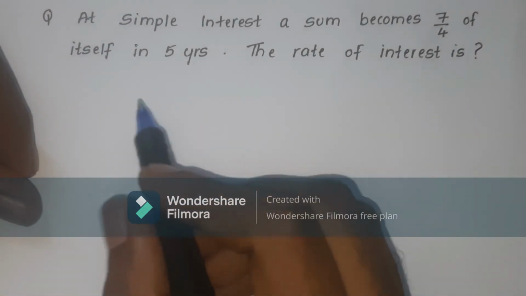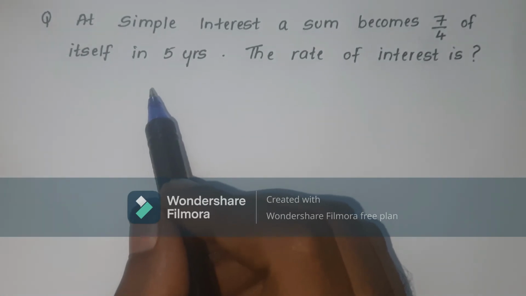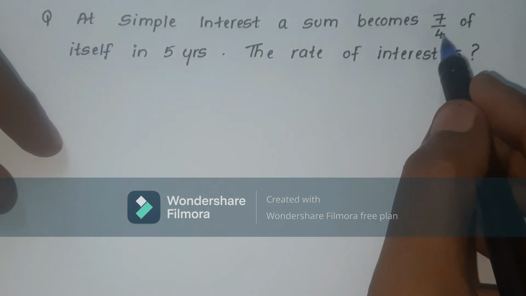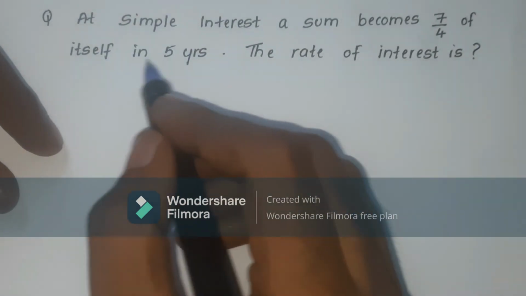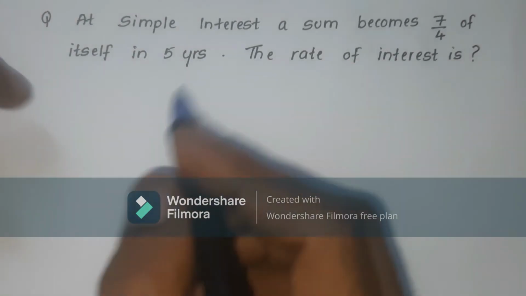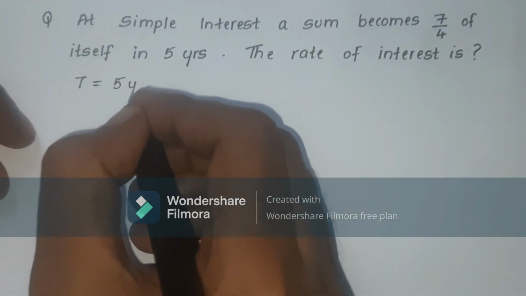So hello student, again we are going to deal with the same type of question that we did with the previous question. At simple interest, a sum becomes 7 by 4 of itself in 5 years. Again there is nothing given except time. So we'll write down time is given, 5 years.